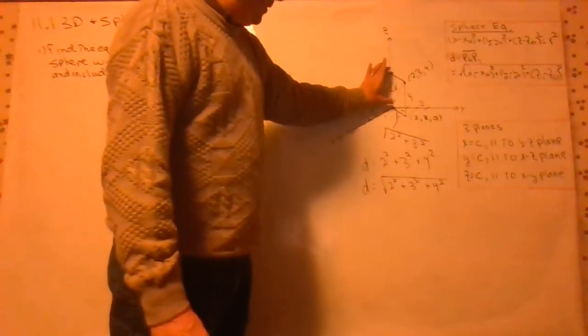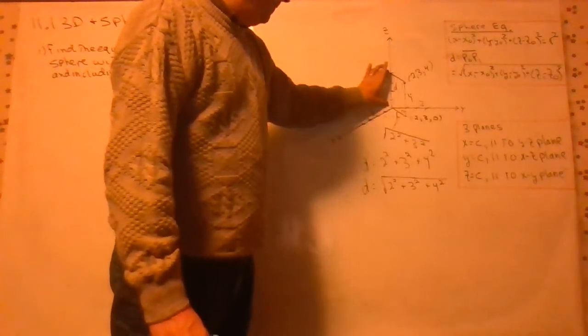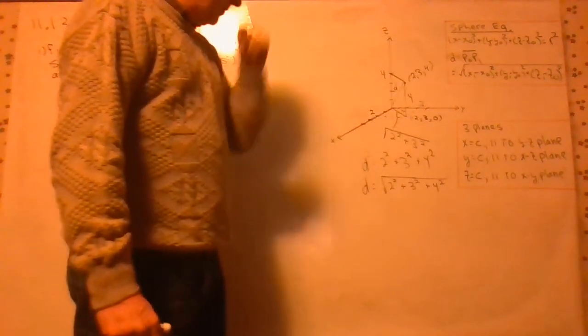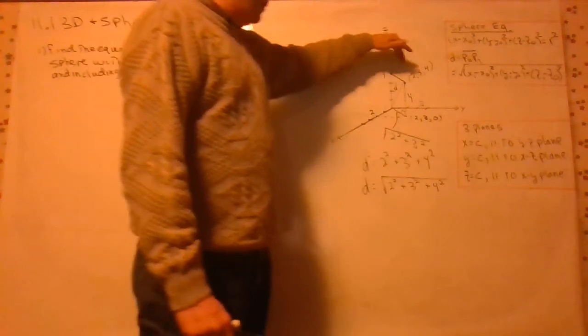And then we have to go up 4 units. You can use your fingers. That makes another parallelogram. That takes care of the perspective. And we end up at the point (2, 3, 4).